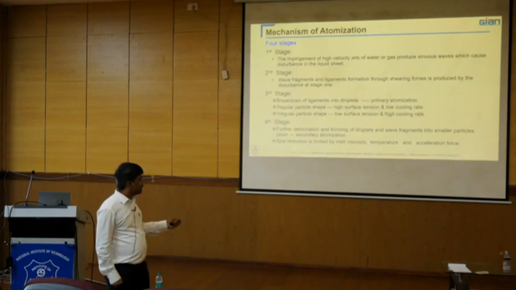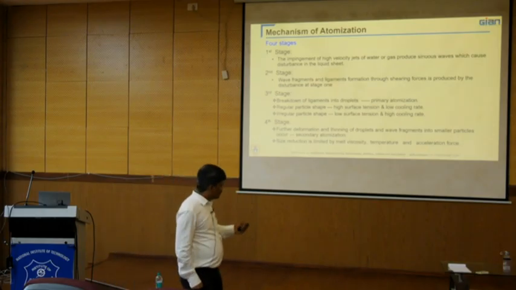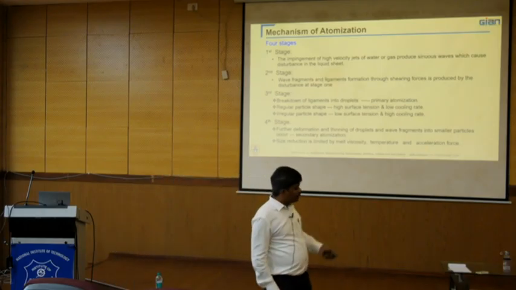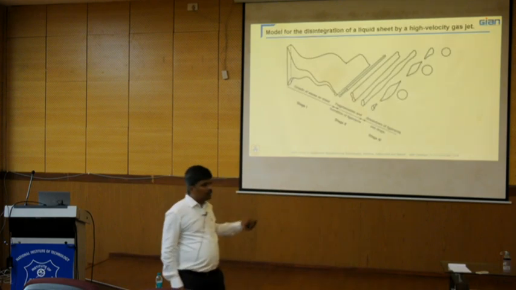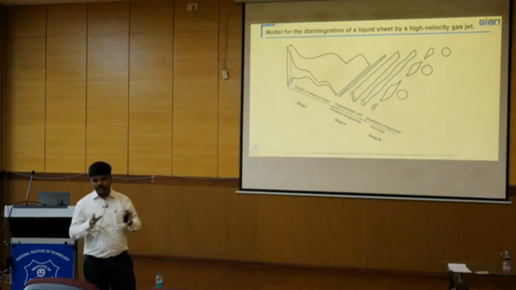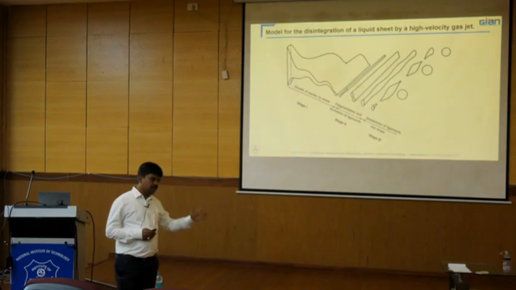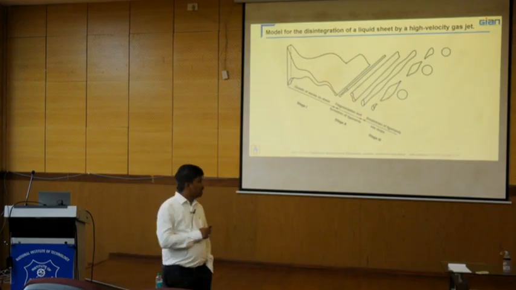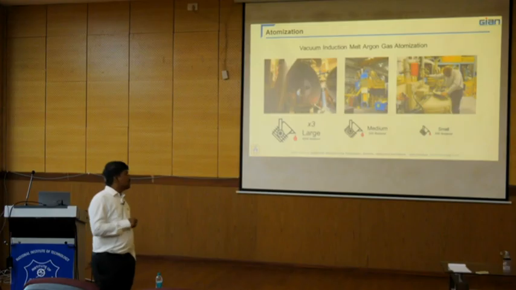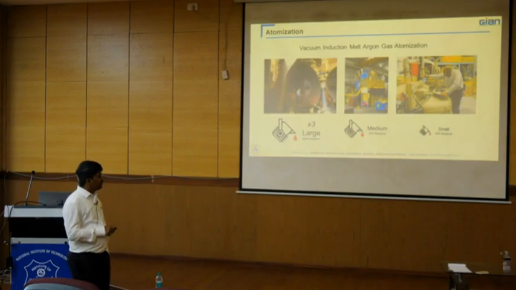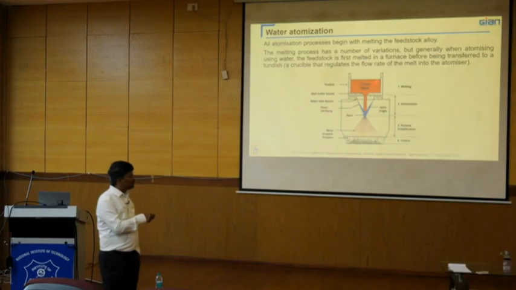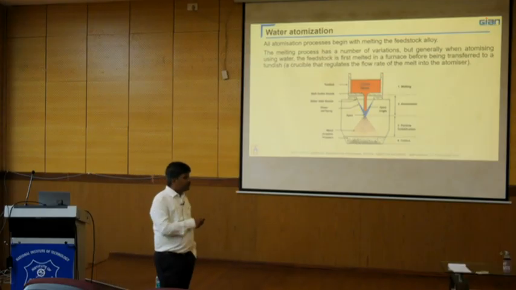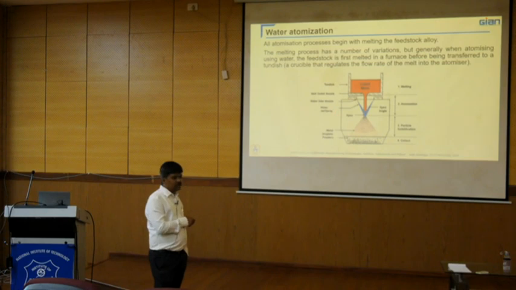Those small particles are collected, and they have size reduction by limited viscosity, temperature or acceleration forces. With these stages, the mechanism of powder particle formation takes place in the atomization process, either water or gas atomization, right. If you see, this is the big industrial atomization in argon. And if you see the process of water atomization, as I told, all the mechanism is the same. We are purging our liquid molten materials into the atomization chamber. This is the complete atomization chamber.